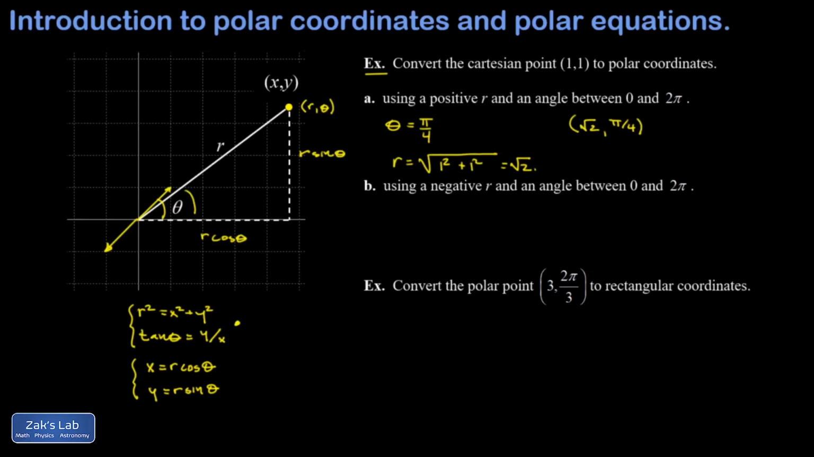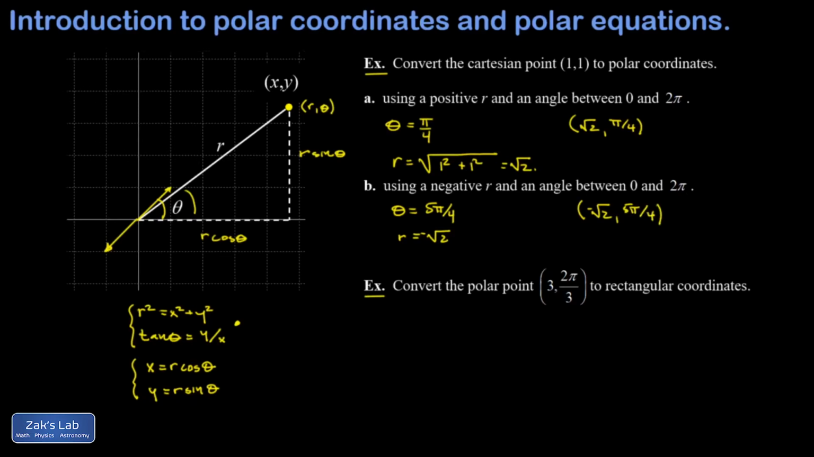That's just pi over 4 plus pi, or 5 pi over 4. And then I want to go the opposite direction of that by a distance of root 2. So my r value is going to be negative root 2. And I get the polar coordinates negative root 2, comma, 5 pi over 4, and I land at exactly the same point.